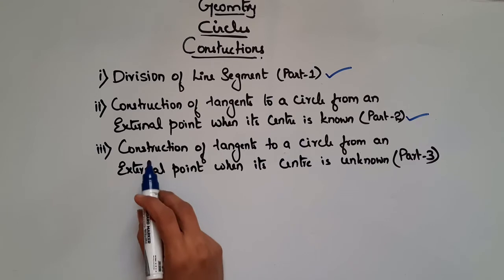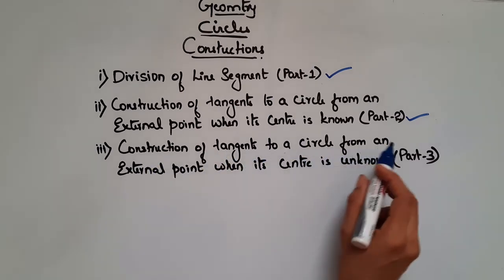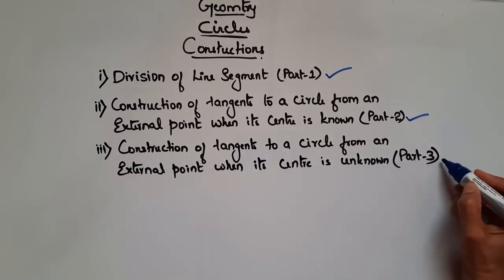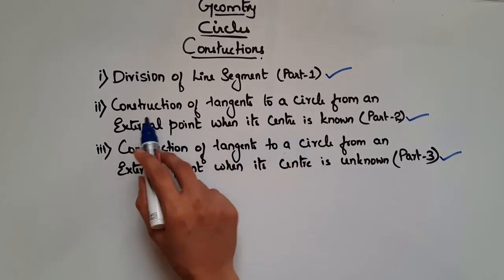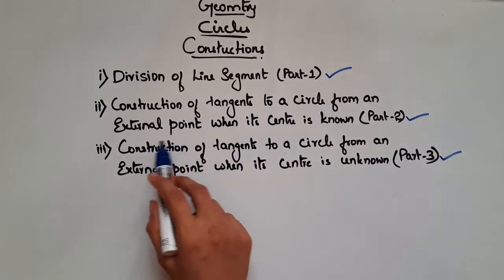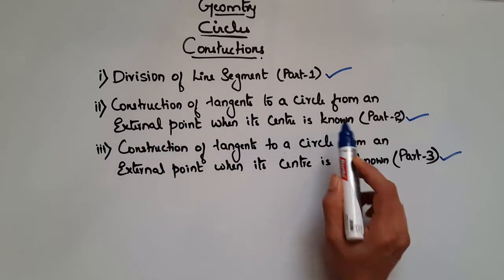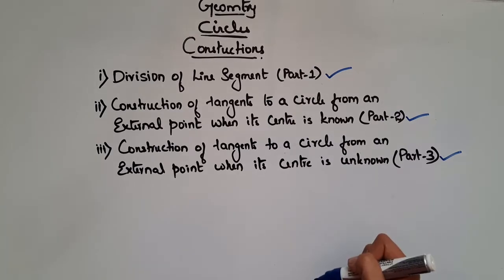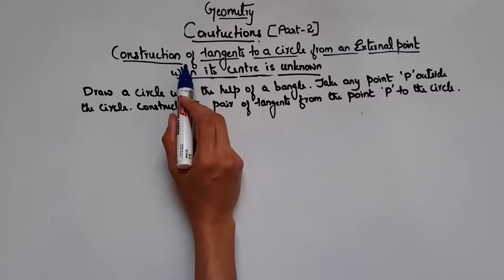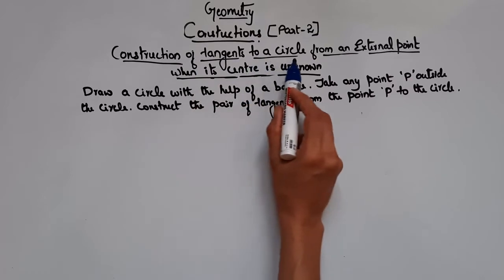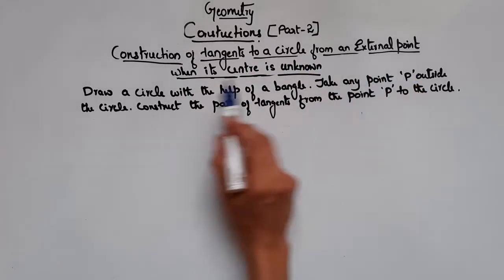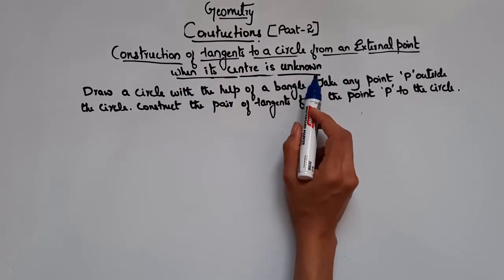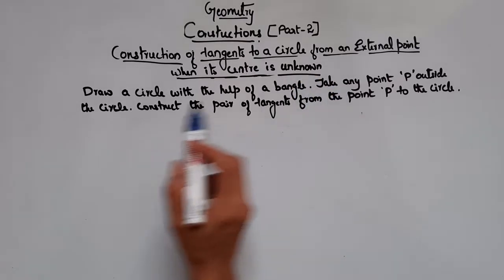In this video, we will see construction of tangents to a circle from an external point when its center is unknown. In my previous video, we have seen construction of tangents to a circle from an external point when the center is known. So if you haven't watched that, there is a link in the description box below, you can check that out. So now let's see how to construct tangents to a circle from an external point when its center is unknown. That is, when center is not given, or it can be without using center. So we will see two different types of problems under this topic. So let's see the first one.